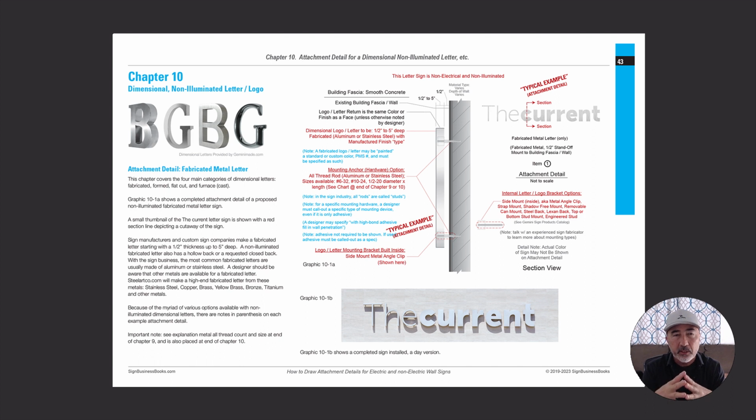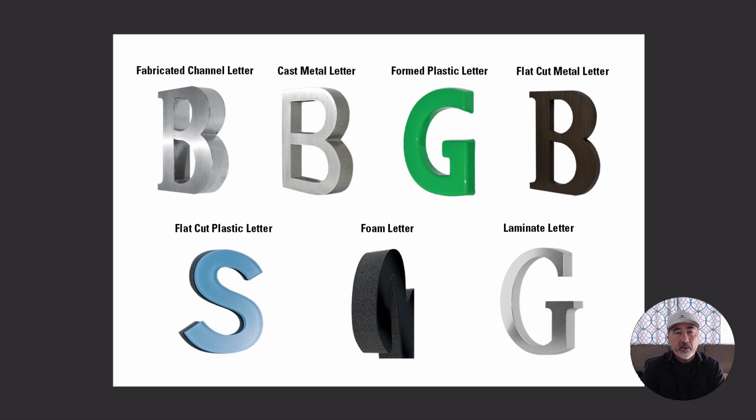Chapter 10, titled Dimensional, Non-Illuminated Letter or Logo. This chapter covers 7 examples of the most commonly sold non-lit dimensional letters and logo types. They are a fabricated dimensional letter or logo, a cast metal letter or logo, a formed plastic letter or logo, a flat cut metal letter or logo, a flat cut plastic letter or logo, a foam letter or logo, and a laminate letter or logo, which comes in 2 different variations. There may be more, but there's 2 main ones.